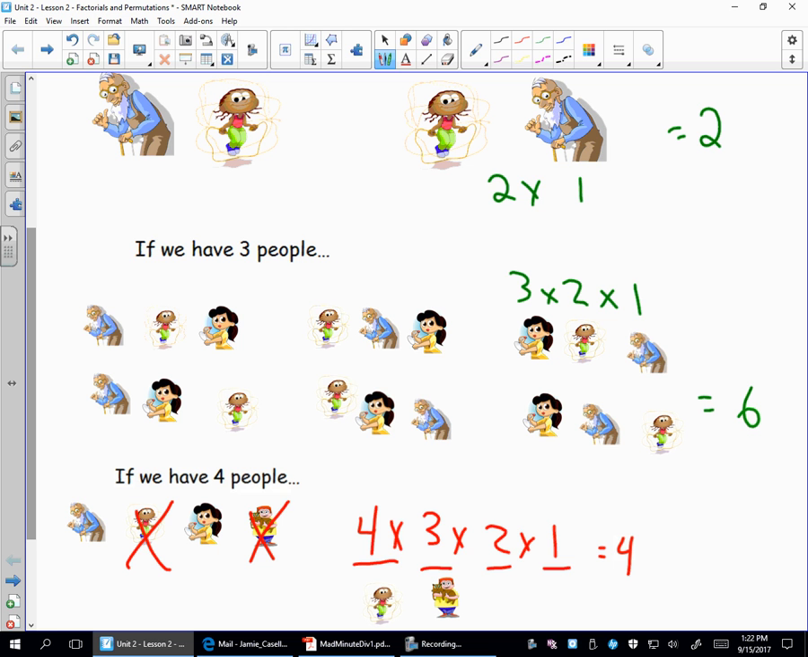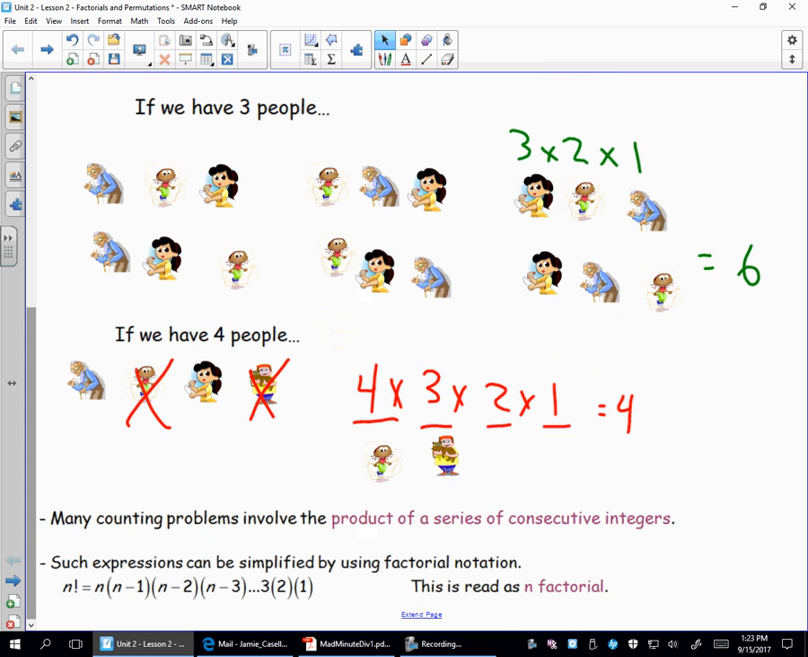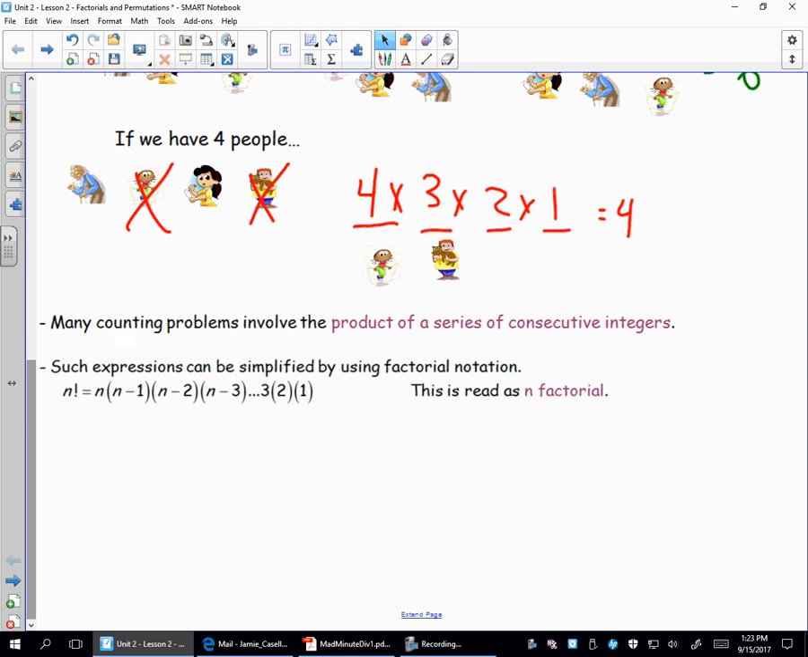Okay. So these situations where we have a select group of items and we want to put them in order in a row are a series of consecutive integers. When we come across a situation like this, a series of consecutive integers, we can simplify it. We don't have to write out 4 times 3 times 2 times 1, or if there was 10 people, 10 times 9 times 8, 7 times 6 times 5 times 4 times 3 times 2 times 1. We can use some notation. We call this notation a factorial.